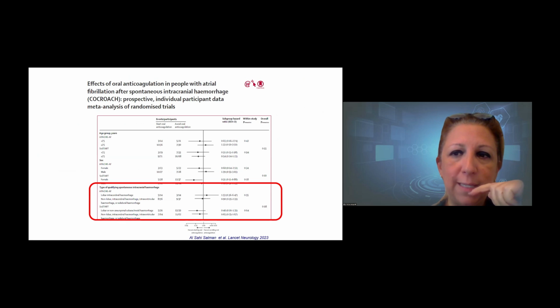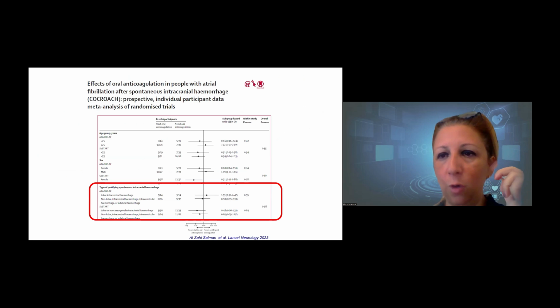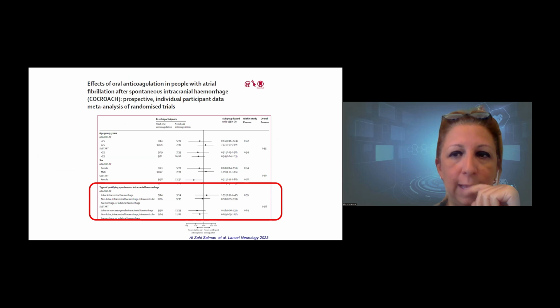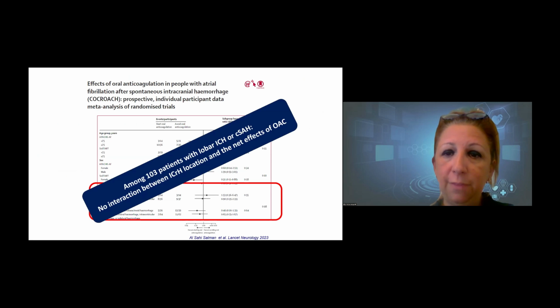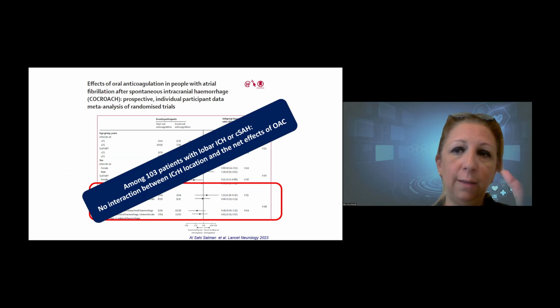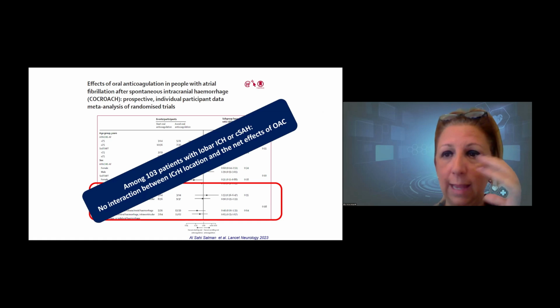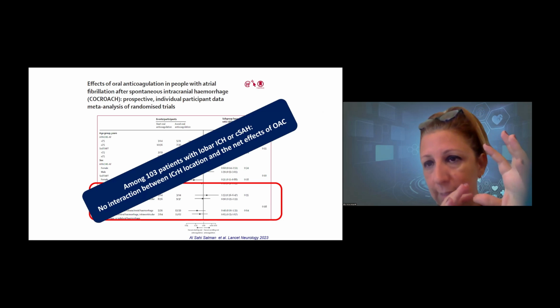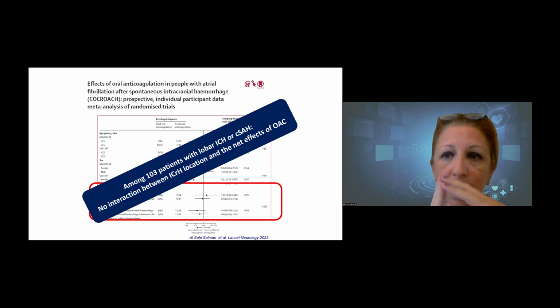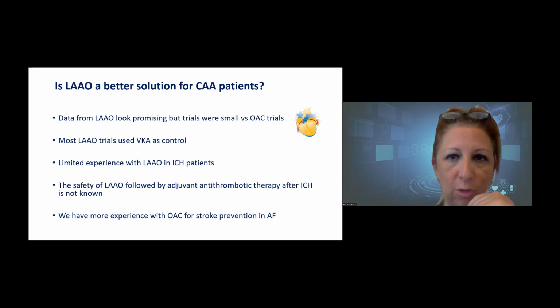Nevertheless, the individual patient data meta-analysis of the 4 small RCTs that I showed you earlier didn't show any interaction between the bleeding topography and the net effect of OAC, however, in only 100 participants. So this is still an ongoing problem, and we need a specific subgroup analysis showing the benefit or the risks of OAC resumption in terms of topography and underlying etiology.